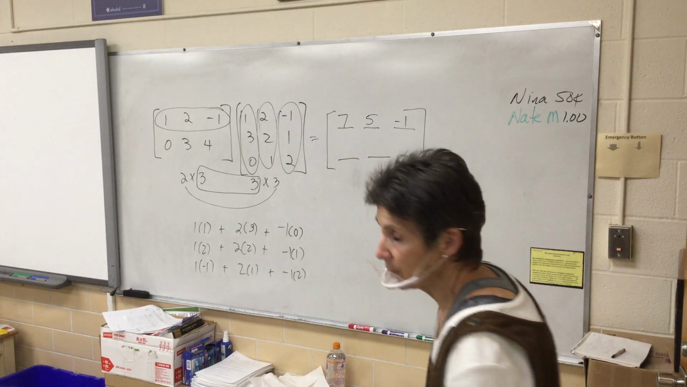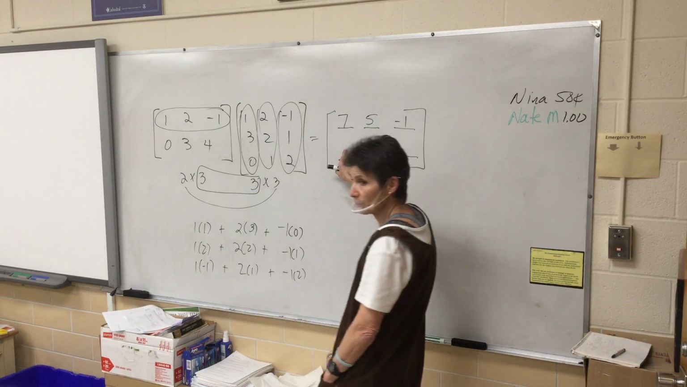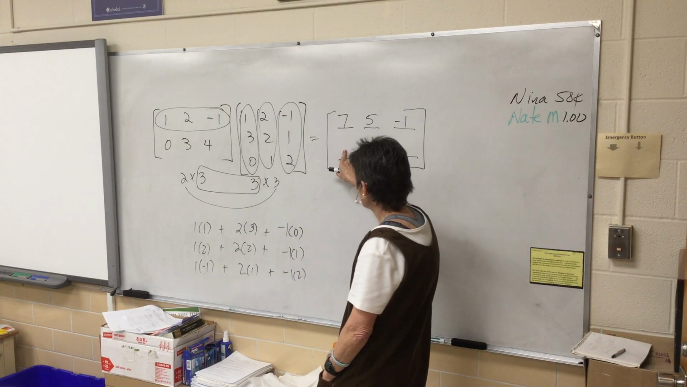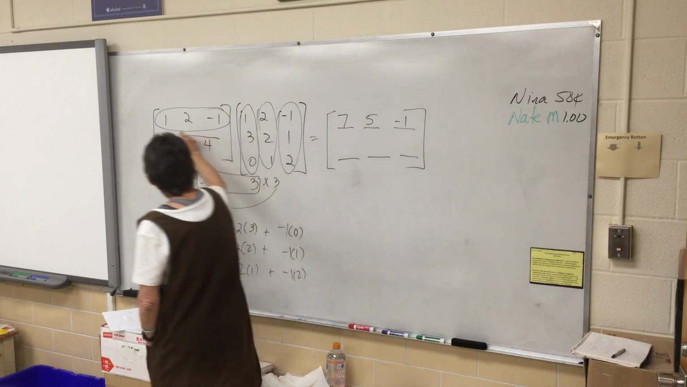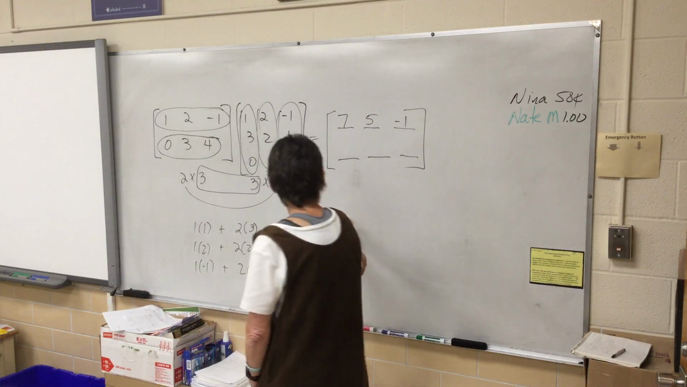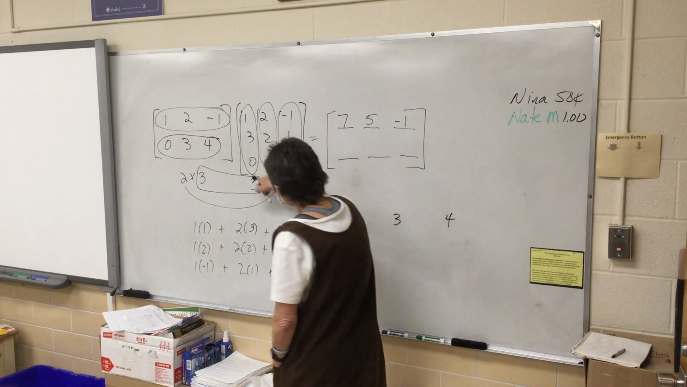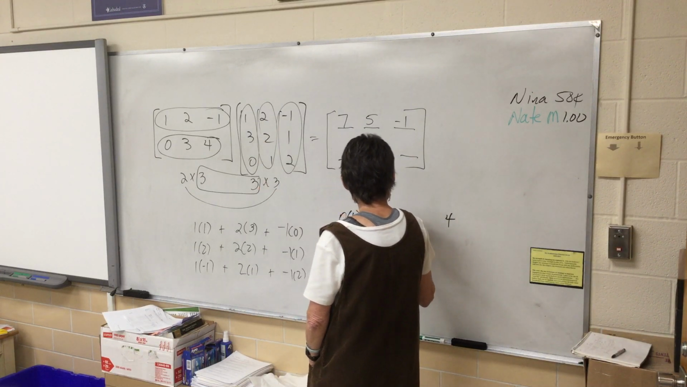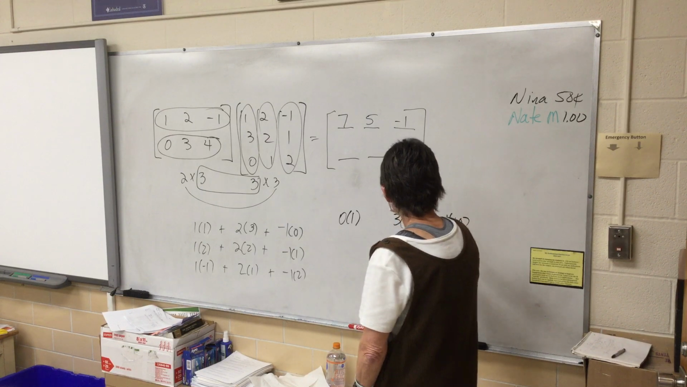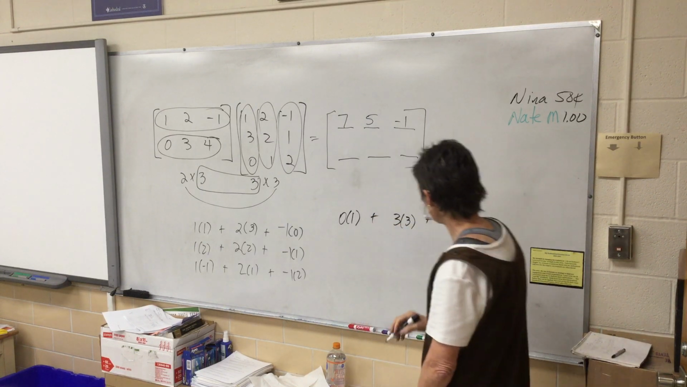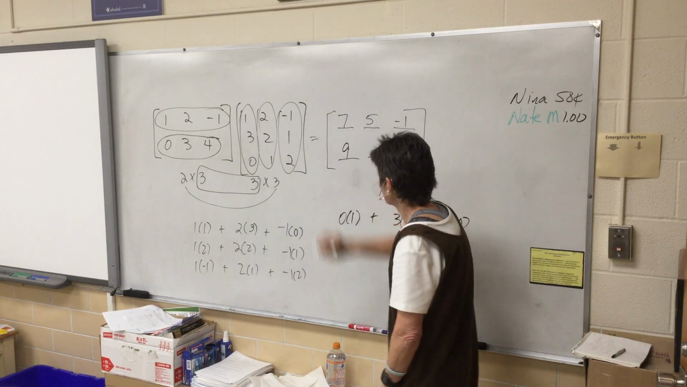Now I go to the second row, because now I'm looking for this number right here. It's in the second row, so now I'm going to be using 0, 3, 4. And I'm back to the first column, so 1, 3, 0. Remember, when you multiply by 0, you get 0, so I think that's just 9.